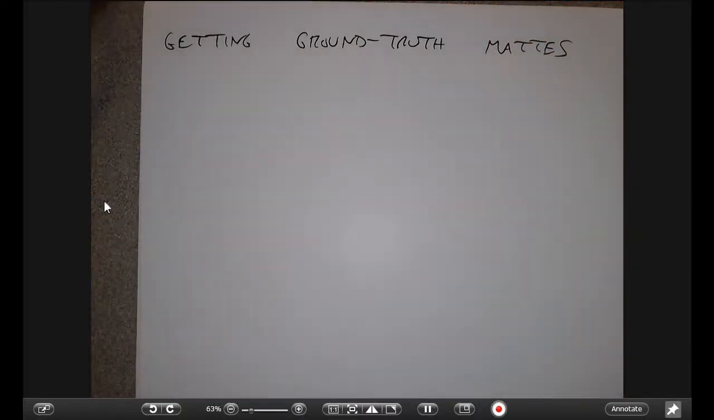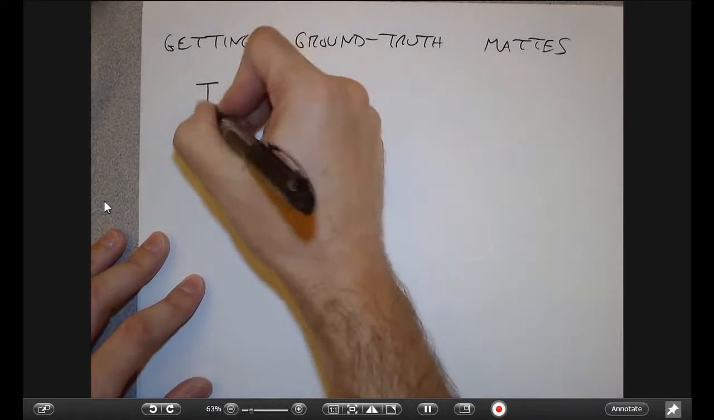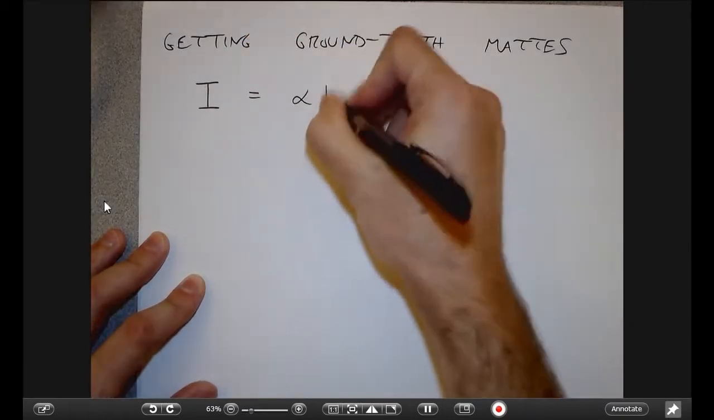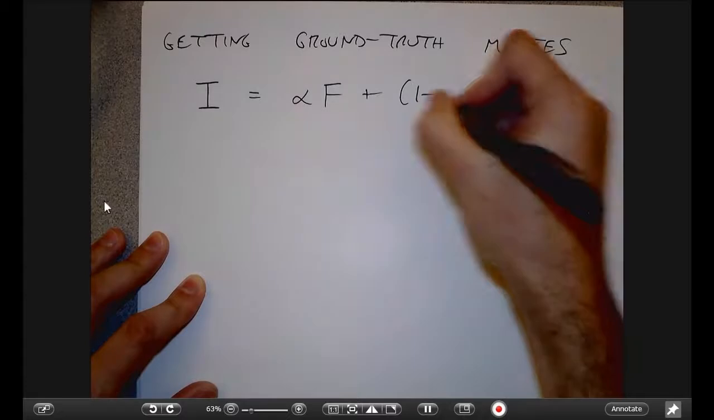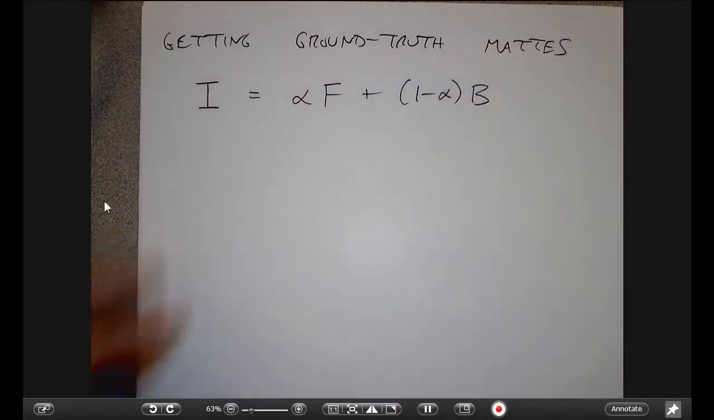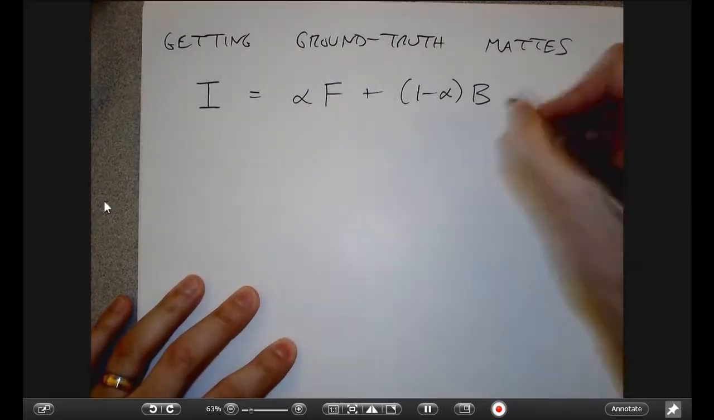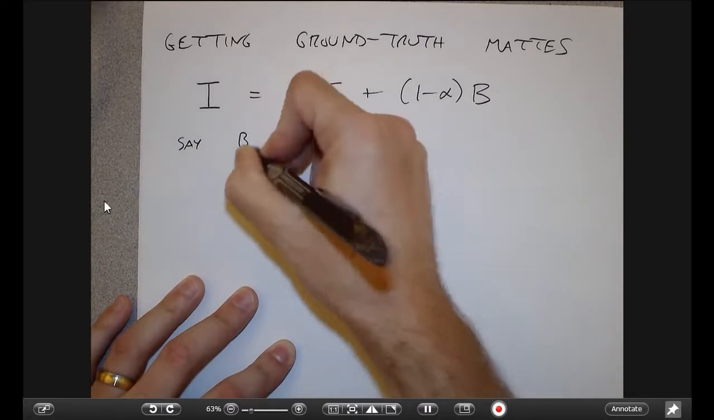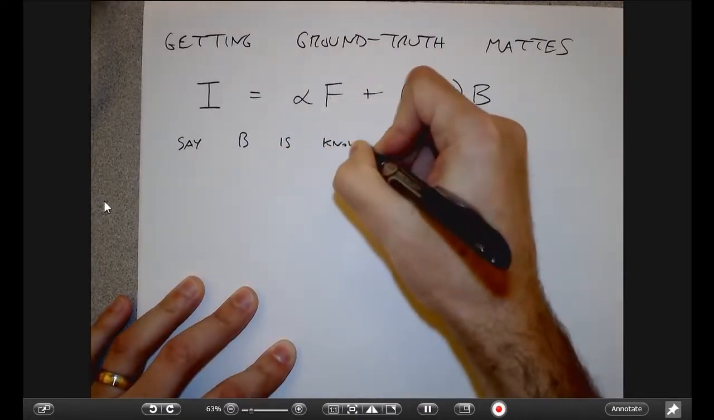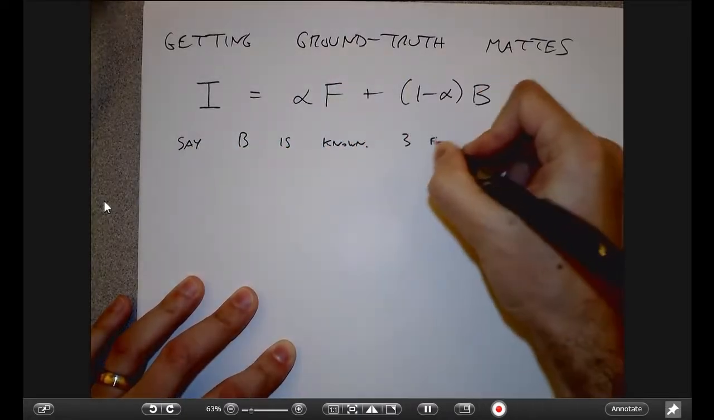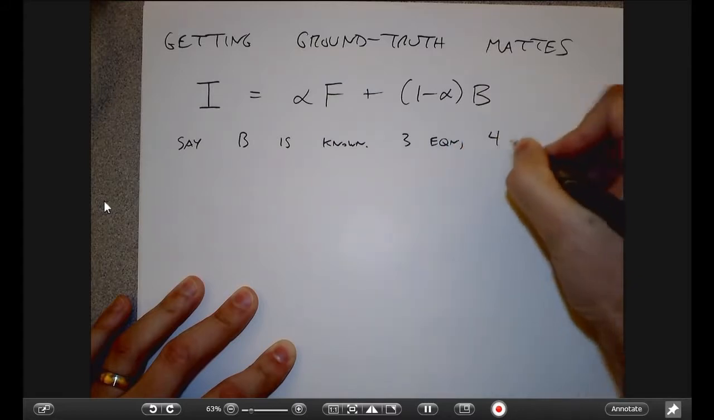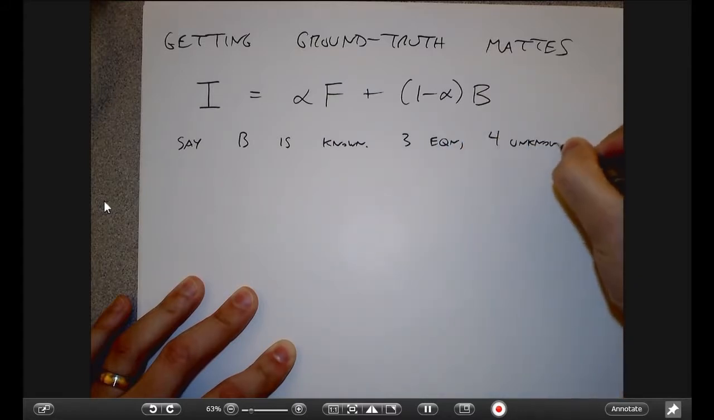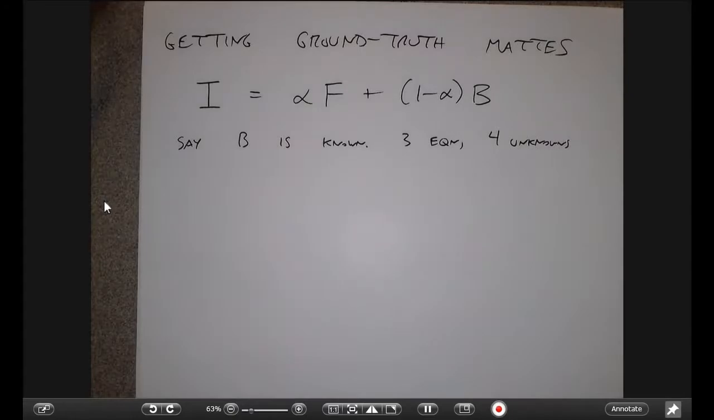So, let's go back to our matting equation. I have this image, alpha times foreground, plus 1 minus alpha times background. Now, let's suppose that I know the background. So let's say B is known. Then I have 3 equations, 4 unknowns. So that's getting closer to what we would need to be able to solve this equation unambiguously, right?